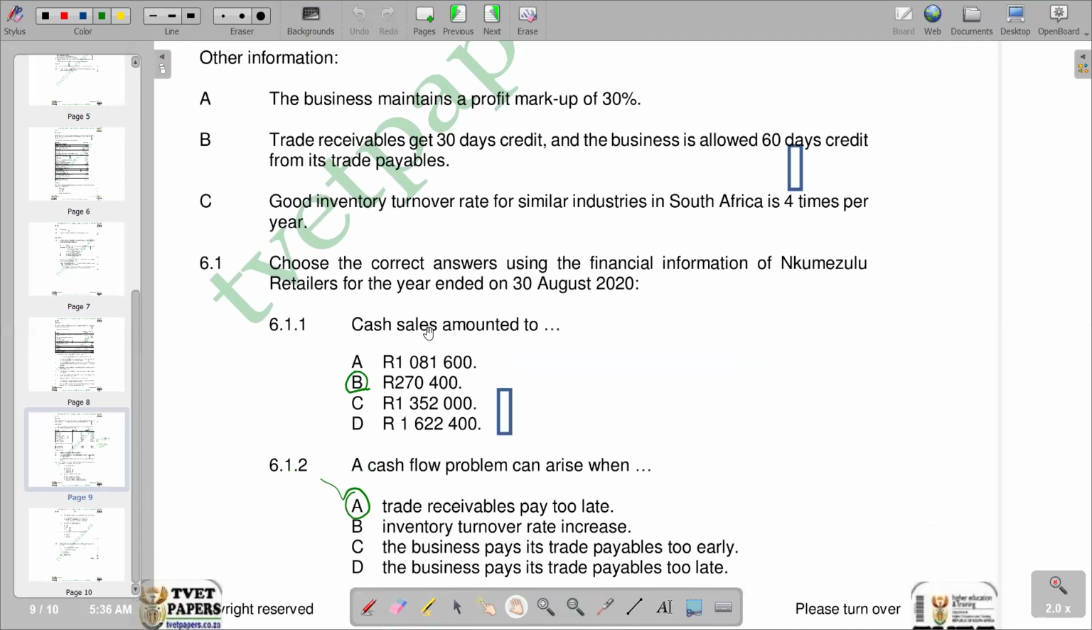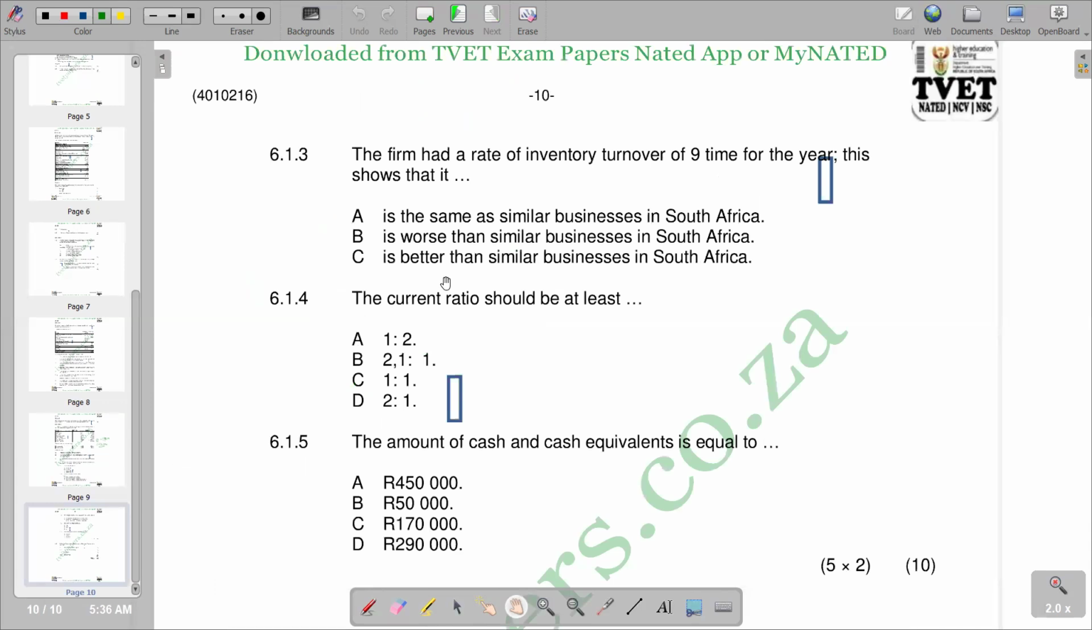So if you come here, you would see that we're given that good inventory turnover rate of similar industries in South Africa is 4 times per year. So the similar business has got 4 times per year, and then this one is 9 times, which is more than that of the similar business, which means we are turning over our inventory more than a similar business, which means our inventory turnover is better.